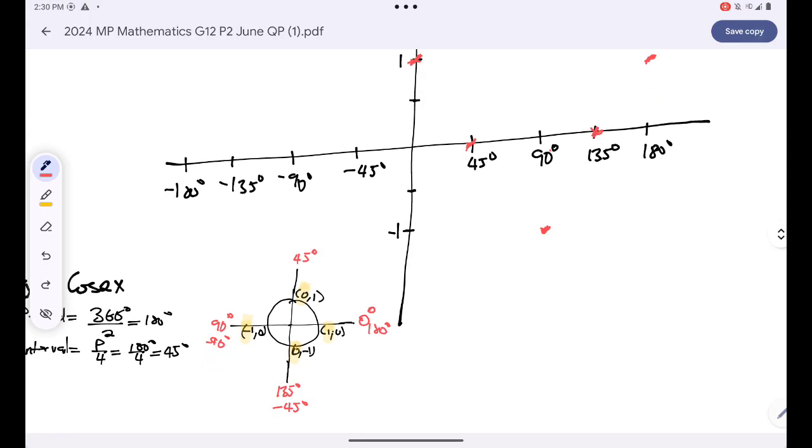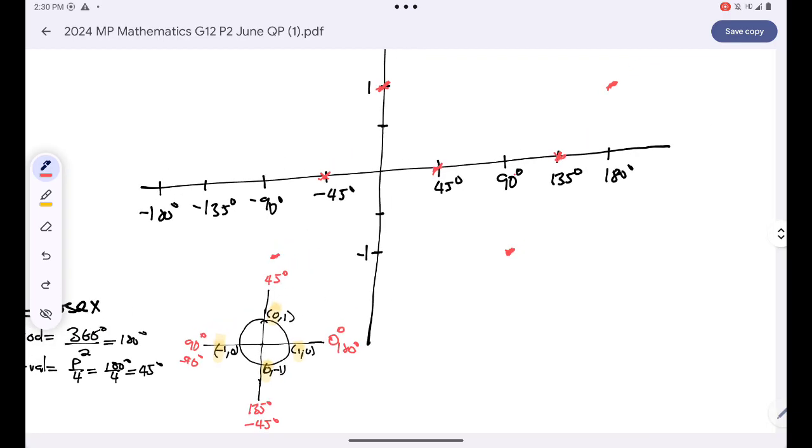And now let's consider the negative angles. When I'm at negative 45, the value of x is 0. When I'm at negative 90, the value of x is just negative 1. So all I have to do, guys, is just join these points over here. This is the graph of f of x. Are you together? Now let's go and draw the graph of g of x.